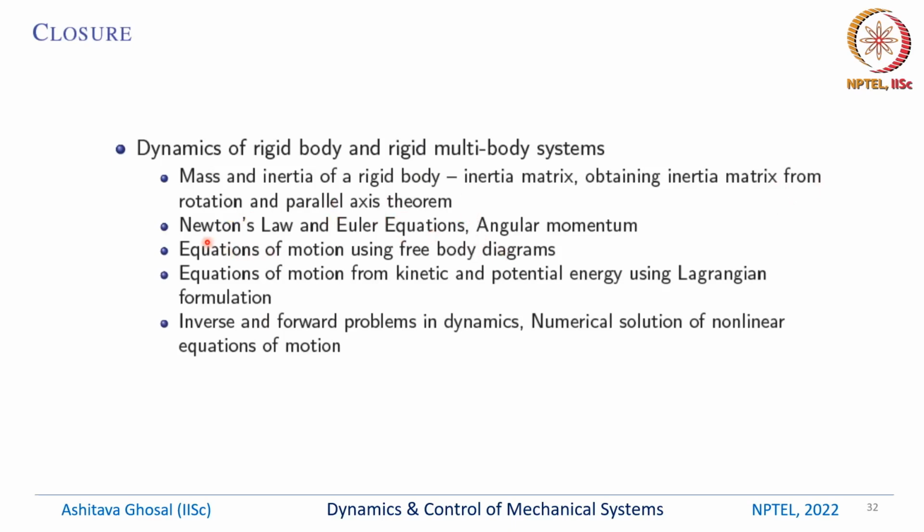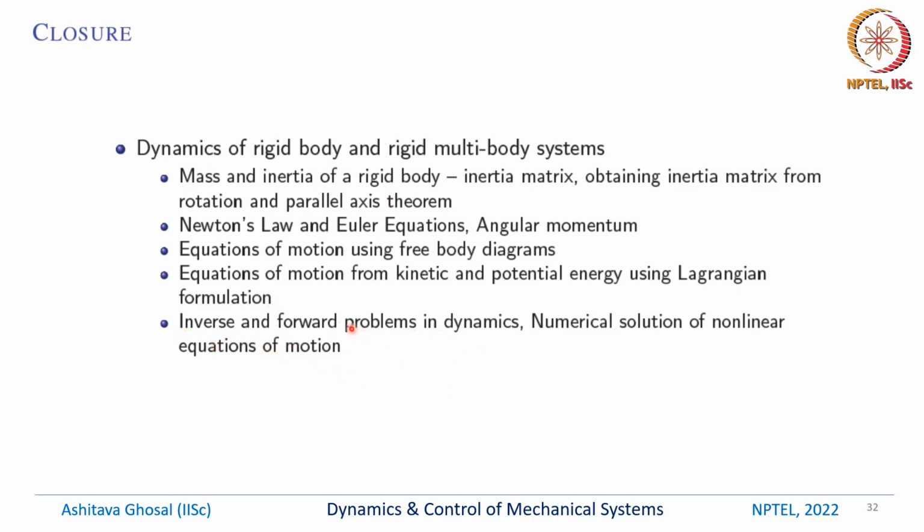Then came Newton's law and Euler's equation. So this is like F equals ma, and this is like torque equals I alpha plus omega cross I omega. Then we had the concept of angular momentum, and equations of motion were obtained using free body diagrams and Newton's law and Euler's equation. The equations of motion could also be derived from kinetic and potential energy using the Lagrangian formulation. And there are two important problems in dynamics, which are the inverse and forward problems.